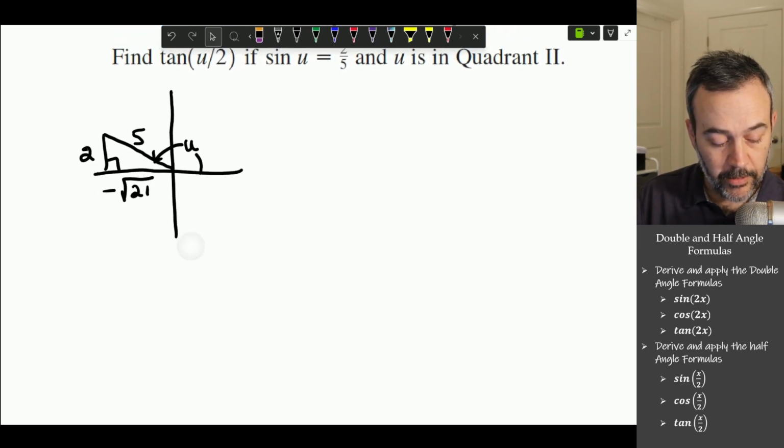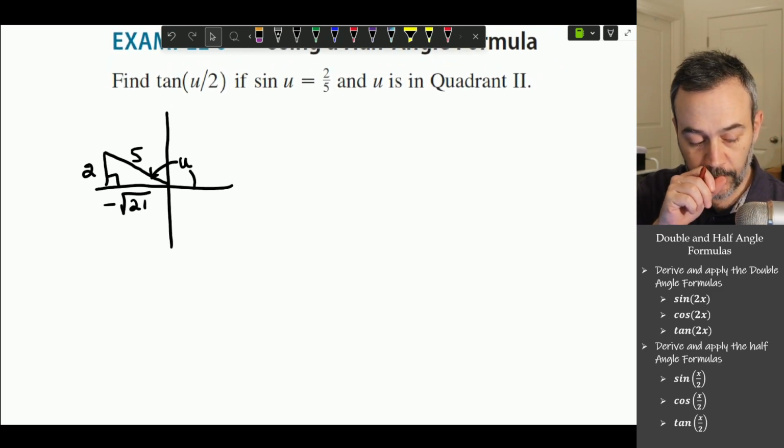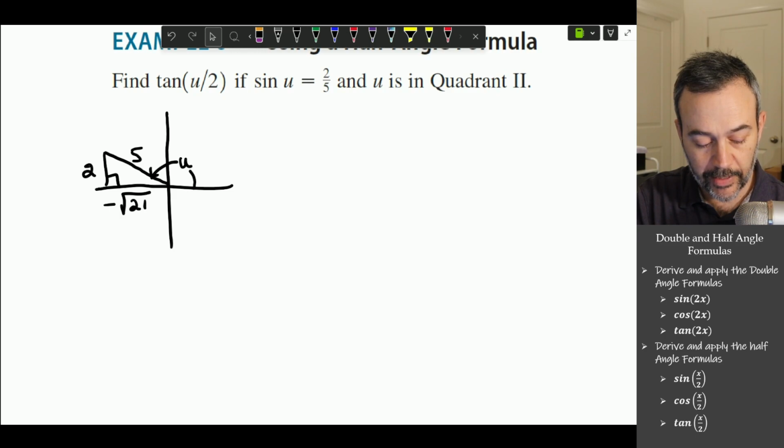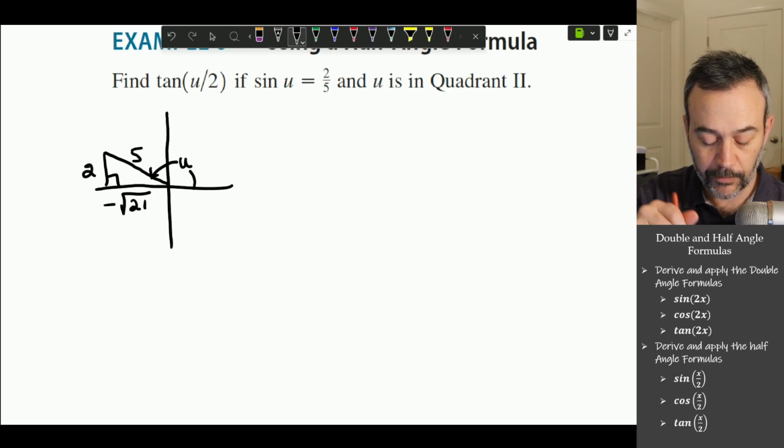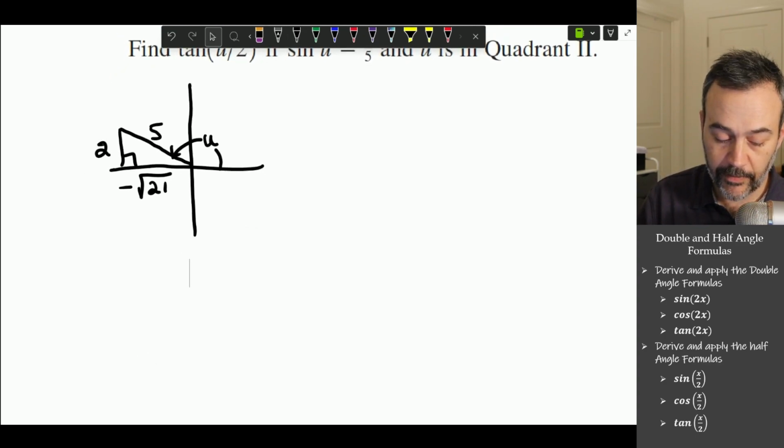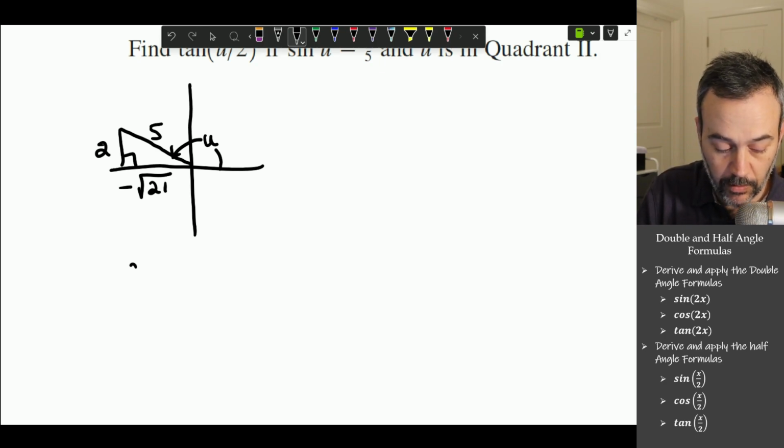Okay. So to use the half angle formula for tangent, we actually need to find cosine of u, and since cosine is negative in quadrant 2, we have the following. So we have cosine of u is equal to negative square root of 1 minus sine squared u.